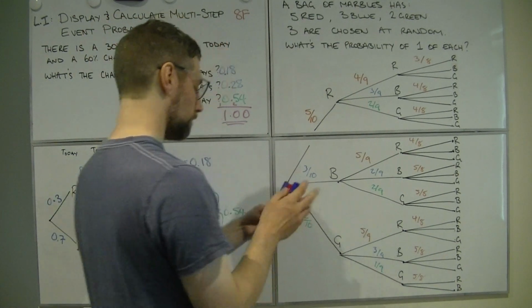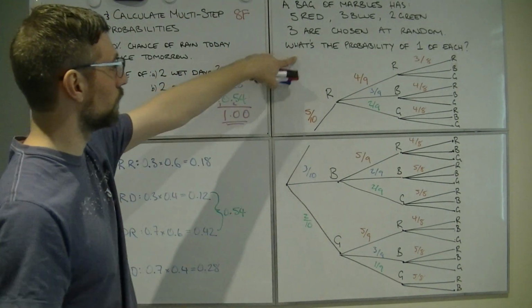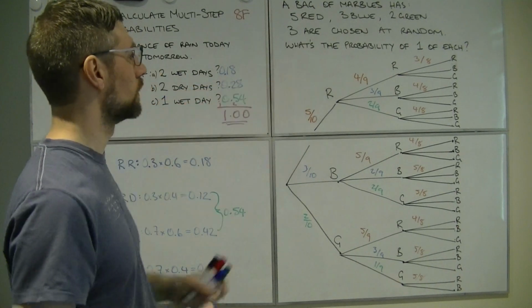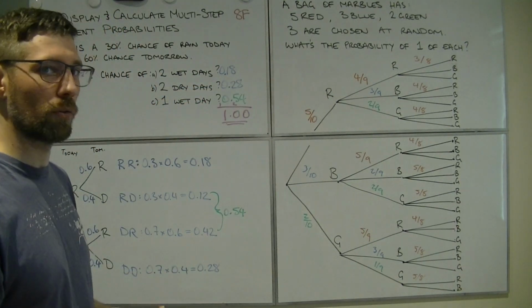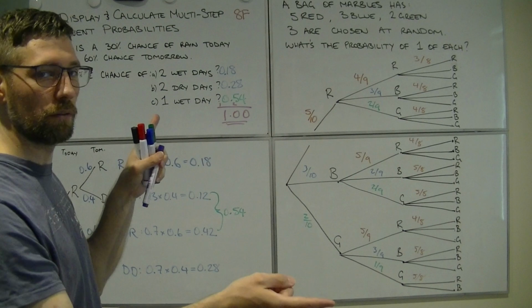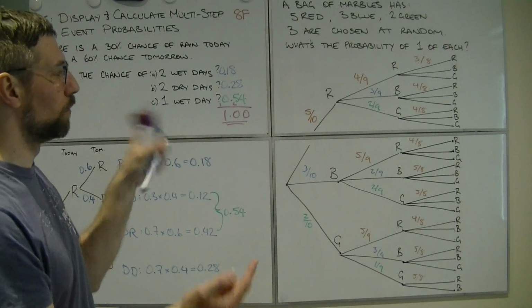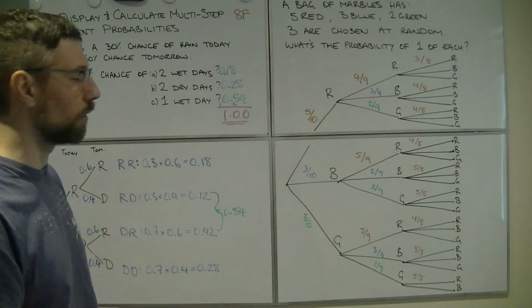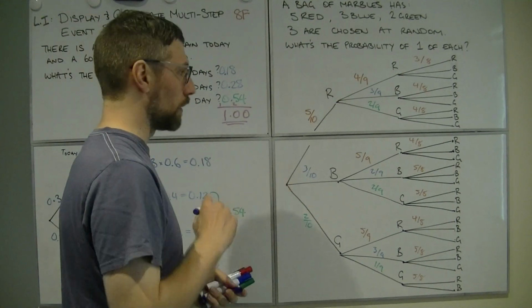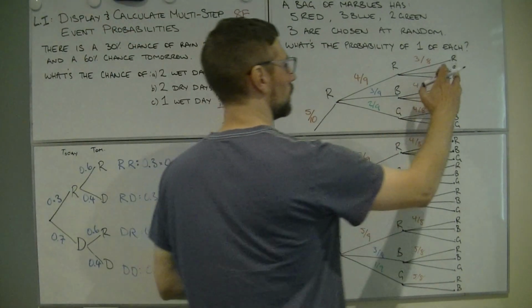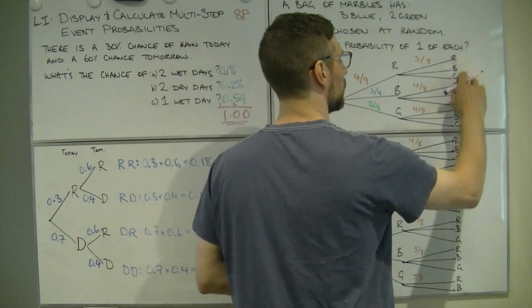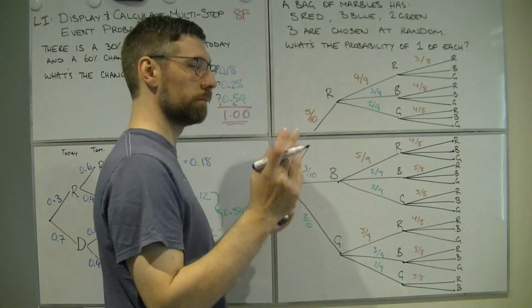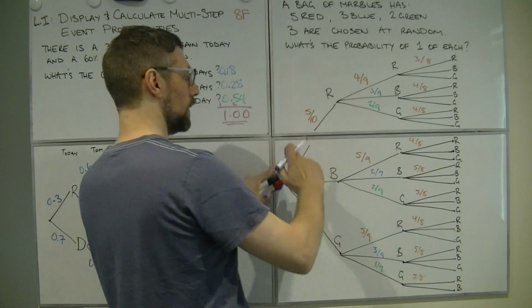Now, what we were interested in is what's the probability of getting 1 each? Alright, well, there's several ways I could do that. I could get red, blue, green, or I could get red, green, blue, or blue, red, green, and so on. Alright, so what I recommend at this point is pick a different colour. Or if you're working all in the same colour, fine, you can be monochromatic.